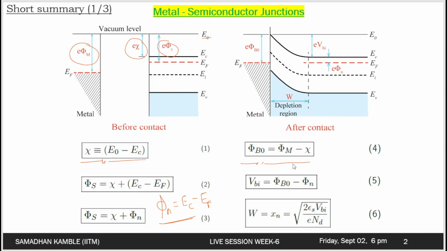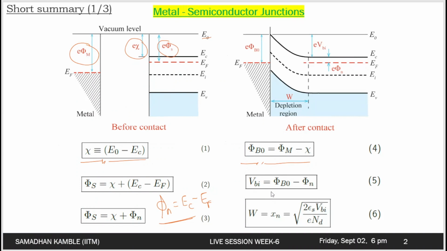Then coming to the next parameter, which is VBI, on the semiconductor side, VBI is the built-in potential barrier, and this barrier, similar to the case of the PN junction, is the barrier seen by electrons in the conduction band trying to move into the metal.